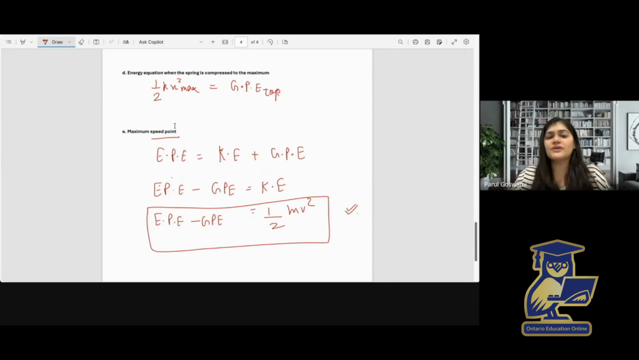The most important strategy is first analyze the starting point and the ending point. Second, identify which types of energy are present. Third, write the conservation of energy equation. And finally, remember, at the maximum spring compression or maximum height, the object is usually momentarily stopped. So for that particular point, we can take speed as 0. So this is all about this lesson.